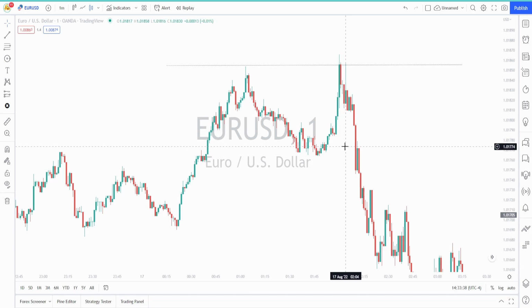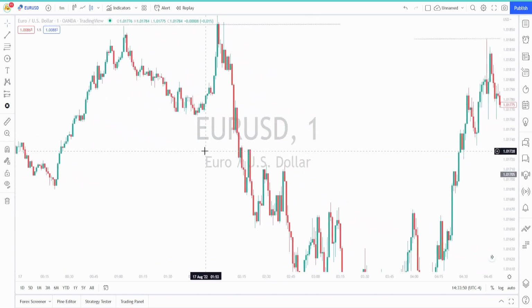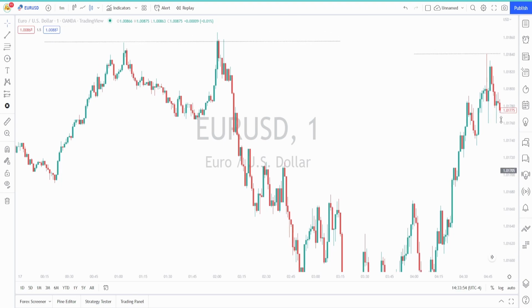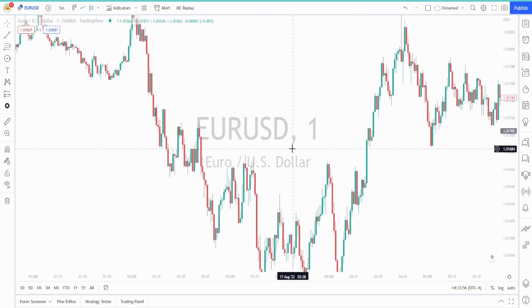I don't think I would have gotten in on that trade, but when you start going through these, you're going to notice how different they are each time. So they don't always have to look a certain way for you to get in the trade, is the point that I'm trying to make.